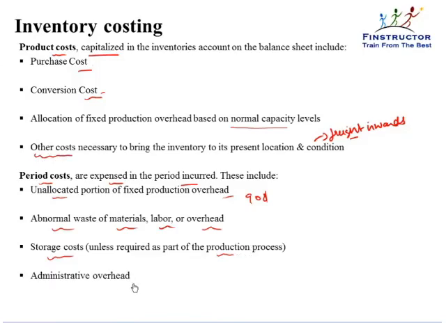Any administrative overhead, so the CEO's salary cannot be loaded onto the cost of inventory. The HR department salary cannot be loaded on. Yes, the labor's wages can be loaded onto inventory, but not the administrative overhead. Any commission or advertising, marketing expenses that we are making cannot be loaded onto the cost of inventory.